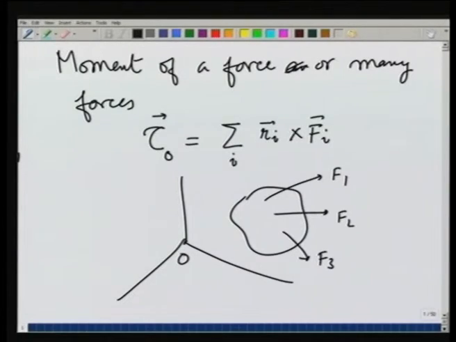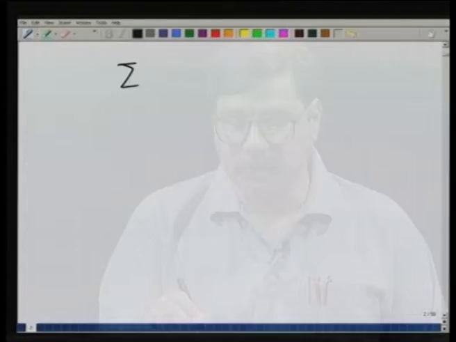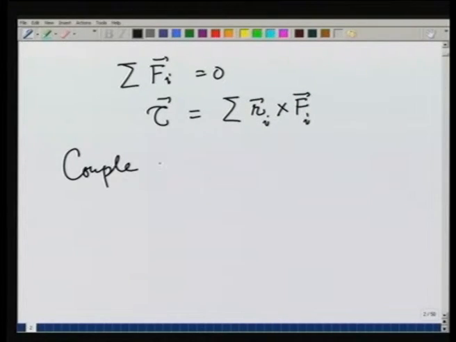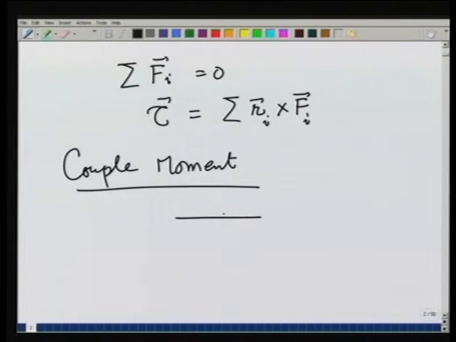We have also learnt that the torque is origin dependent. There is a very special case when the total force on the body is 0, then torque is independent of the origin, no matter about which point it is taken, it comes out to be independent. Then as a very special case of this, we define a couple moment which is nothing but two equal and opposite forces separated by a distance d.